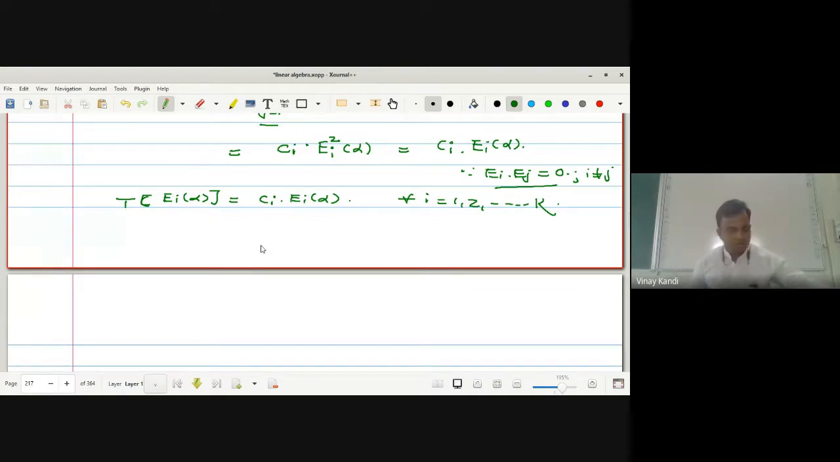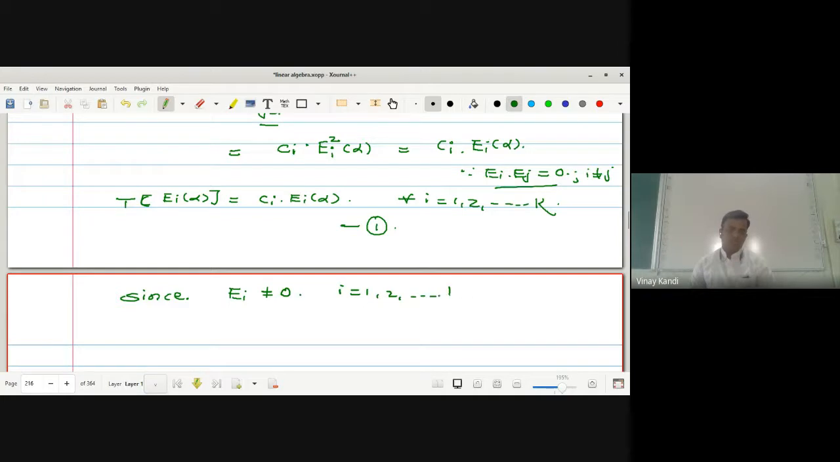But since EI is not equal to 0, that is, EI is a non-zero linear operator, what is the meaning of this? Then there exists at least one non-zero alpha, or one non-zero beta belonging to V, which is not the zero vector.